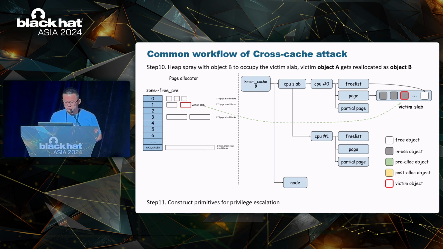Since the victim slab has been reclaimed, we need to heap spray object B to occupy the victim slab in step 10. In this step, victim object A gets reallocated as object B. Finally, in step 11, we can construct primitives for privilege escalation.